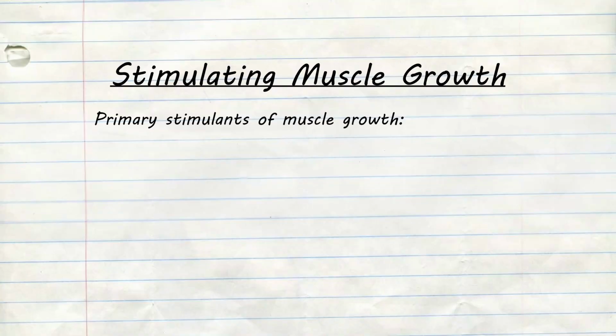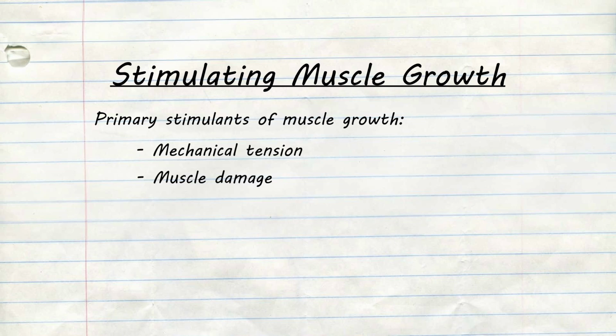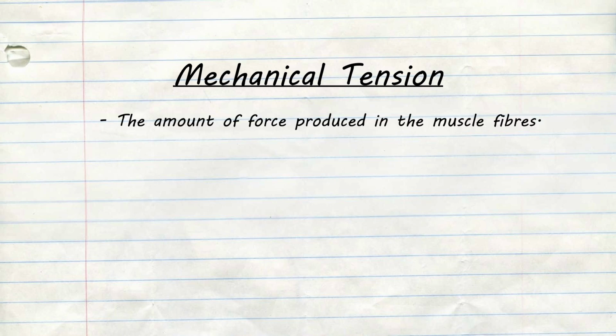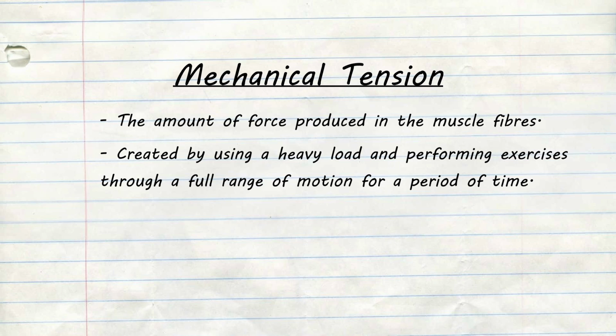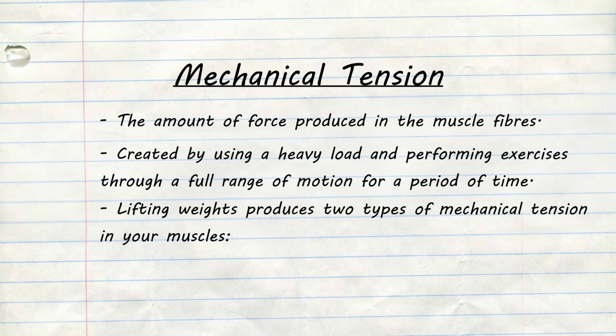There are 3 primary stimulants of muscle growth, which include mechanical tension, muscle damage, and cellular fatigue. Mechanical tension is the amount of force produced in muscle fibers. It's created by using a heavy load and performing exercises through a full range of motion for a period of time.